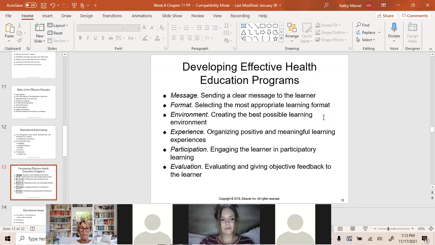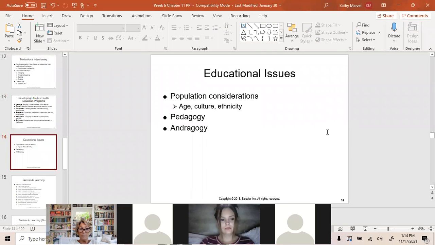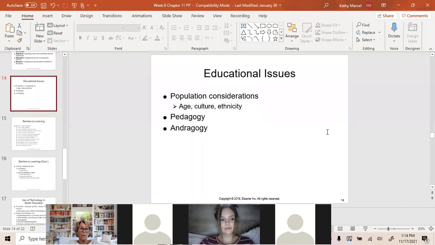How do you develop effective educational programs? What's your message? What's your format? What's the environment? What's your experience? How do you engage the learners to participate? And then how you evaluate it. Okay, we'll talk about educational issues. We'll talk about that in the book.